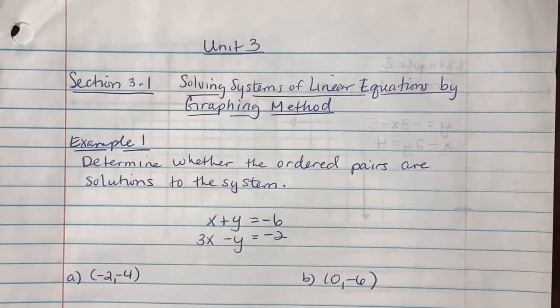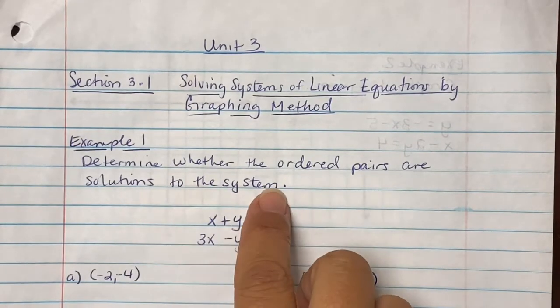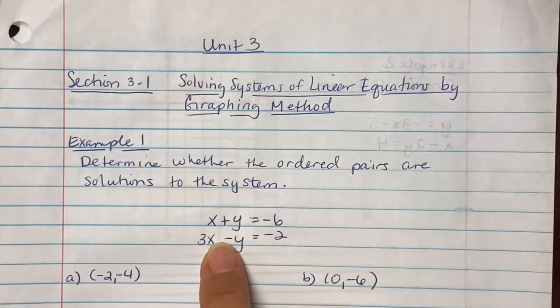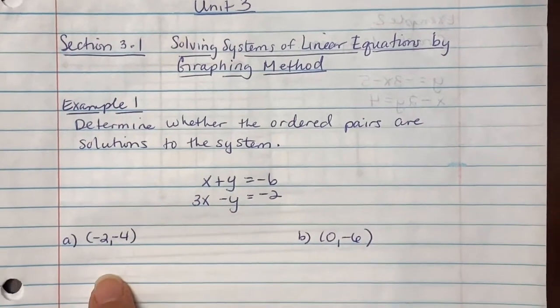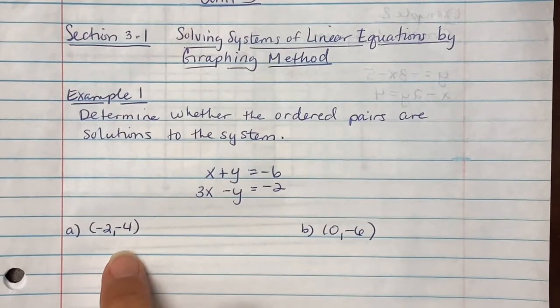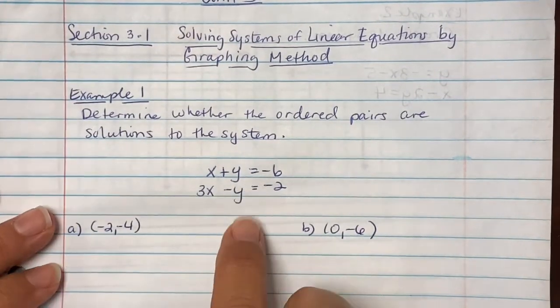This is Unit 3, Section 3.1, Solving Systems of Linear Equations by Graphing Method. Example 1 says, determine whether the ordered pairs are solutions to the system. So I gave you a system, x plus y equals -6, 3x minus y equals -2. We're going to test the point (-2, -4) and see if it's valid for the system. In order to be a valid solution, it needs to work for both equations.